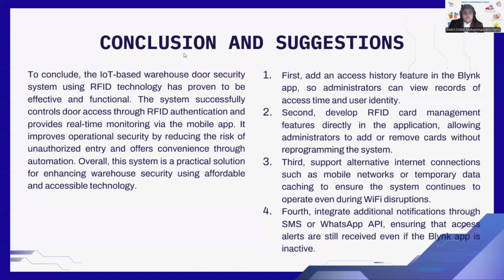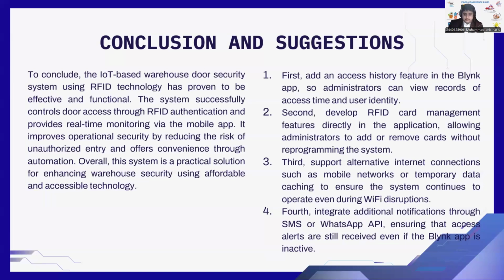Conclusion and suggestions. In conclusion, the IoT-based warehouse door security system using RFID technology has proven to be effective and functional. The system successfully controls the doors through RFID, as we showed in the video, and also provides real-time monitoring via the mobile app, where we could see the logs. It improves operational security by reducing the risk of unauthorized entry and offers convenience through automation. Overall, this system is a practical solution for enhanced warehouse security using affordable and accessible technology.